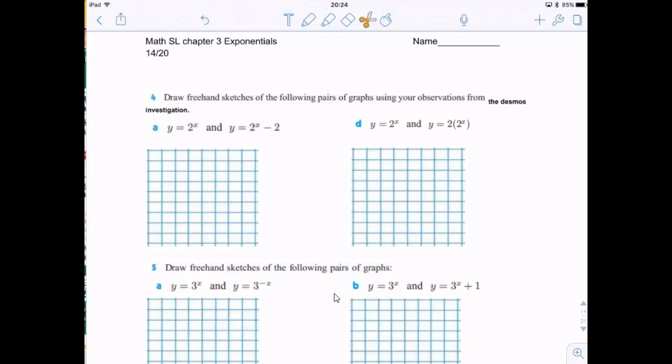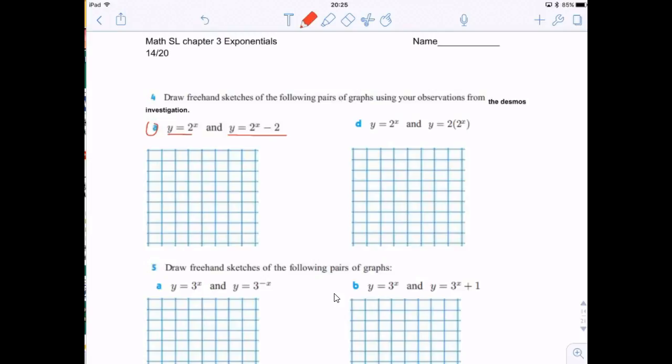Page 14 of Exponentials. Draw freehand sketches of the following pairs of graphs using your observations from the Desmos investigation. Okay, so let's go to A. It says to draw two graphs. One is y equals 2 to the x, and the other is y equals 2 to the x minus 2.